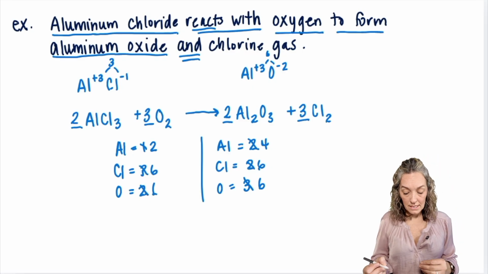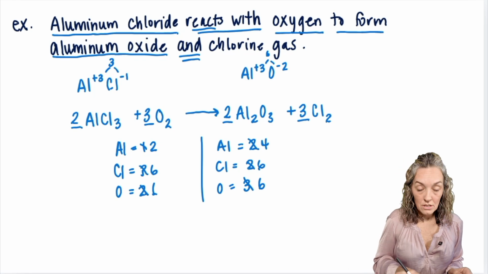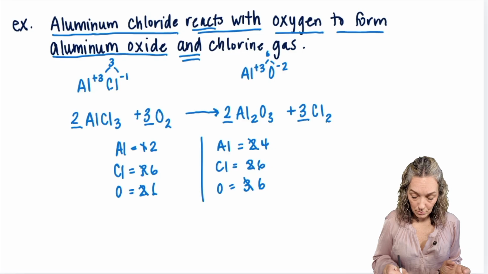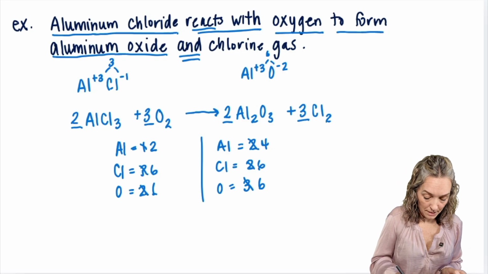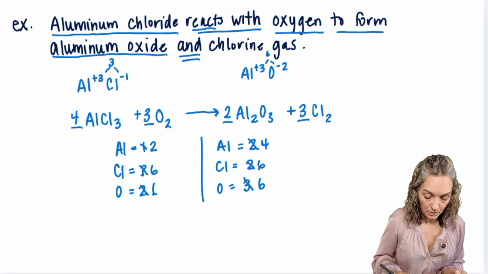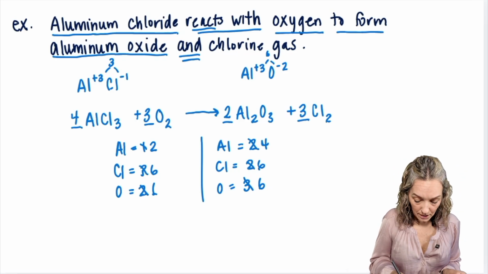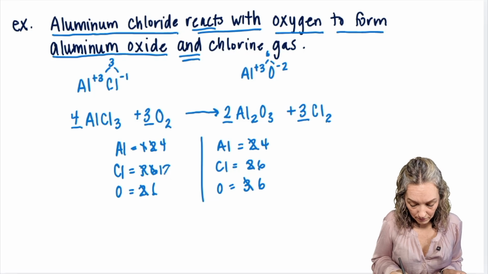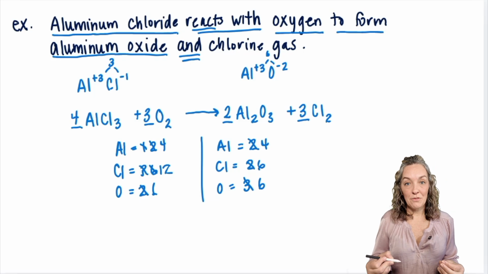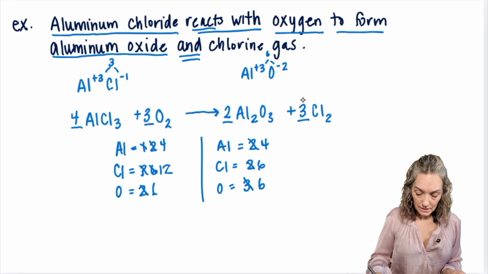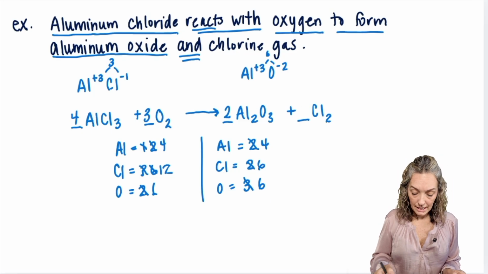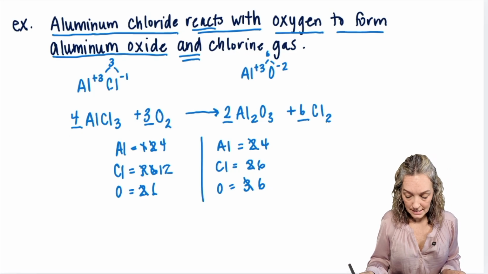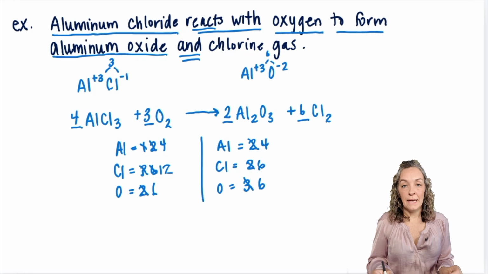Now everything matches except for my aluminums. So although I put a 2 there as my coefficient to begin with, that 2 does no longer work because I need 4 aluminums to come out. The only way I can fix that is by putting a 4 here. When I put a 4 in front, that gives me the 4 aluminums that I need, and it then gives me 12 chlorines. Everything matches except for my chlorines, so now I'm going to go back over to the other side. I'm going to get rid of the 3 that I had there, and if I want 12 chlorines, that means I'm going to need a 6 there. Now it is a balanced equation.